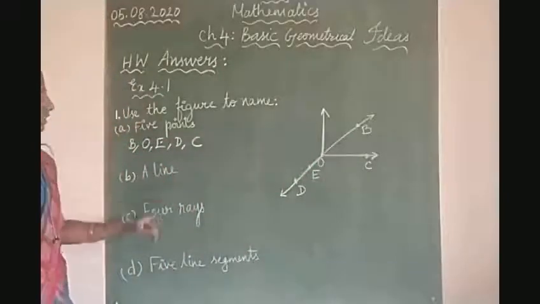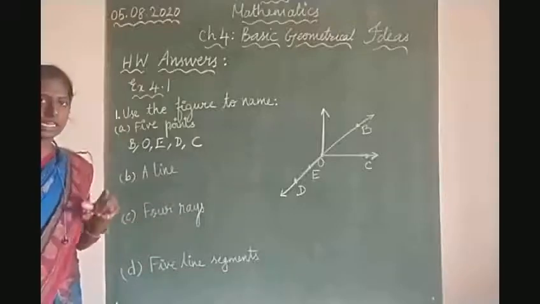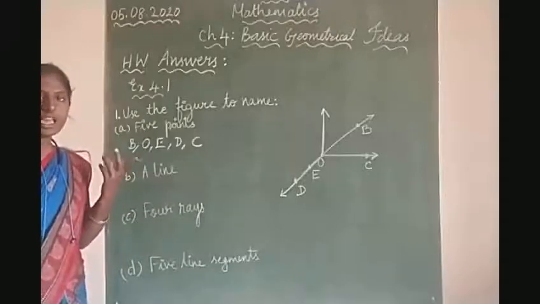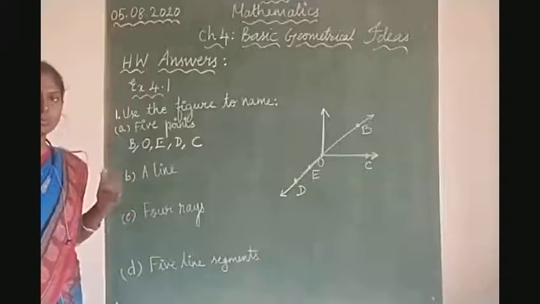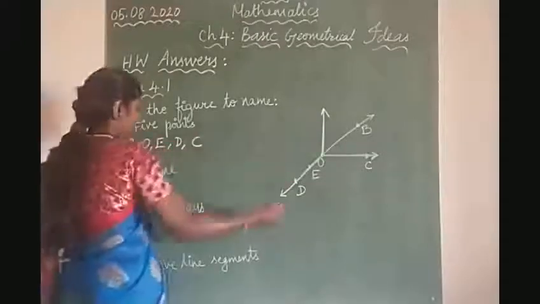Then a line. We have to name a line. Okay. What is a line? A line has no end points. It is extended on both sides. Okay. So DB can be said as a line.